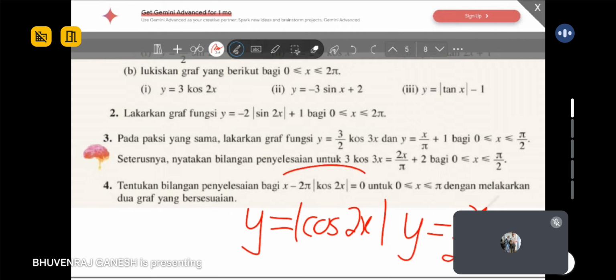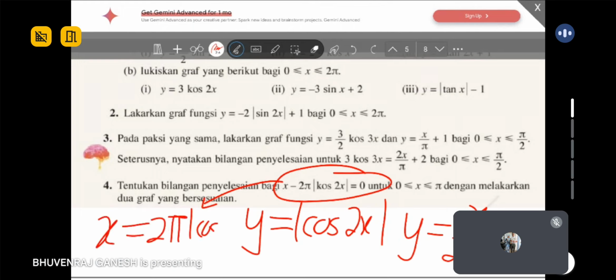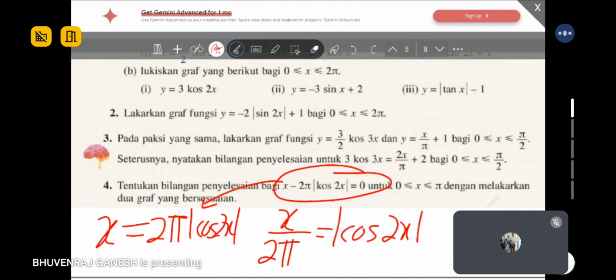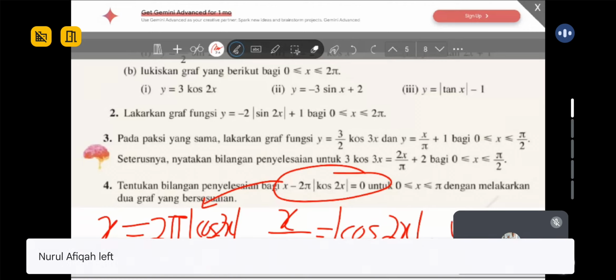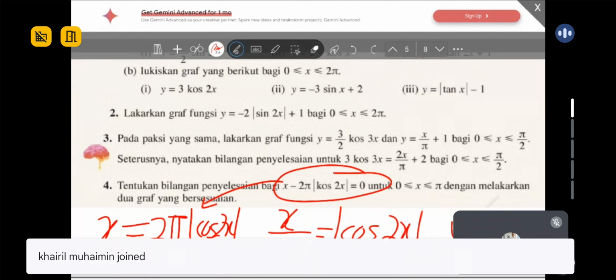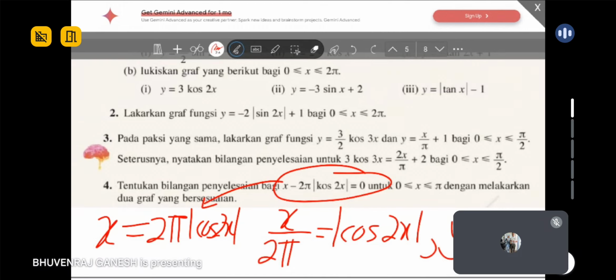How do we get it? First step, you must modify this equation. Negative 2 pi cos 2x, you shift to the right hand side. So you get this answer. Am I right? This is your answer. Next, the 2 pi, you bring to the left side. So guys, can you see it now? Two graphs that you have to plot. Guys, this is y equal to y. Am I right? The format is like that. Y equal to y.